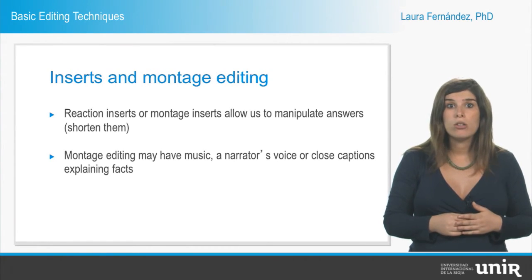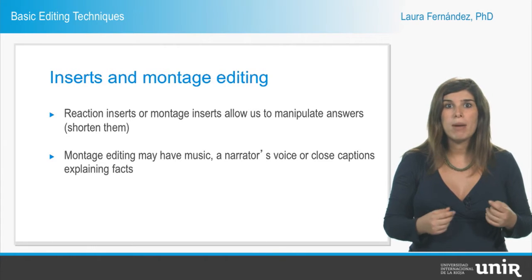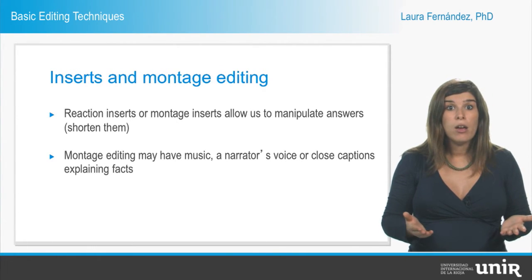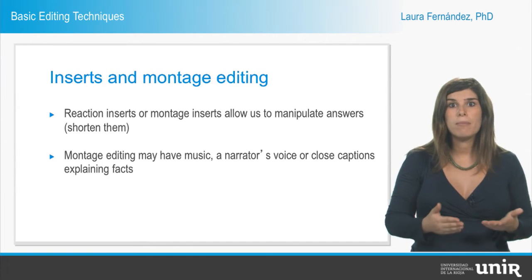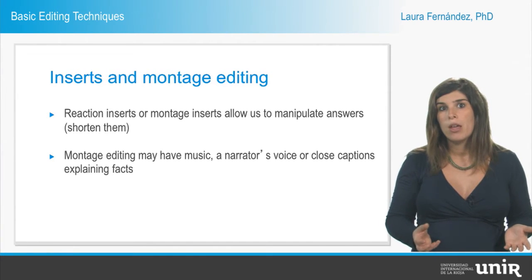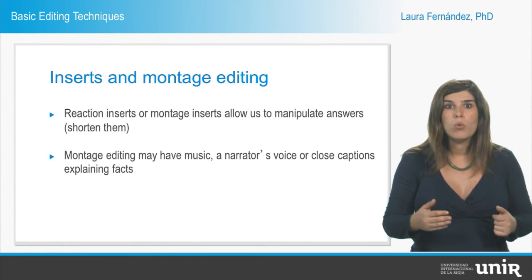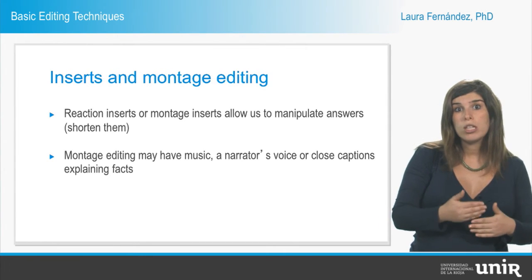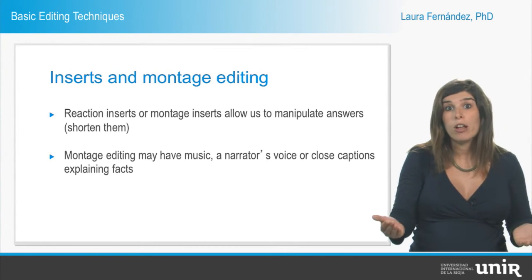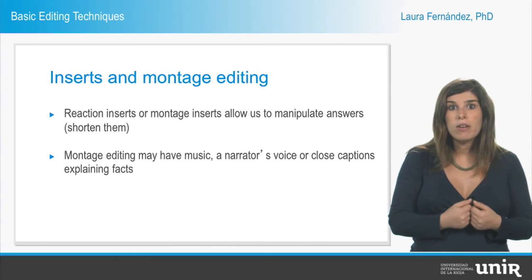We can also insert other images. For example, if the main subject is talking about wine, we can insert images of breweries, bars, people drinking, etc., while we listen to his answer. This way, we keep listening to his answer while we see other shots that have been filmed elsewhere. This kind of images will also be useful when employing a narrator.